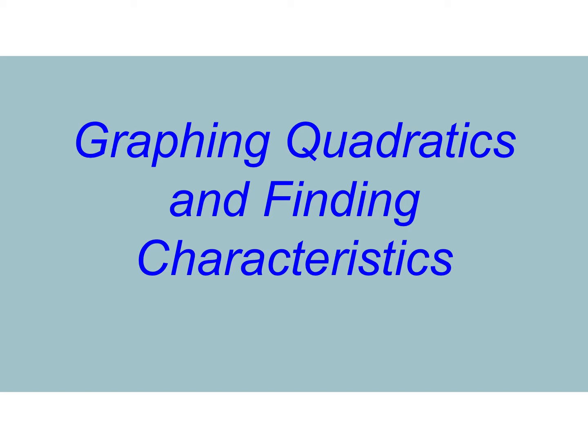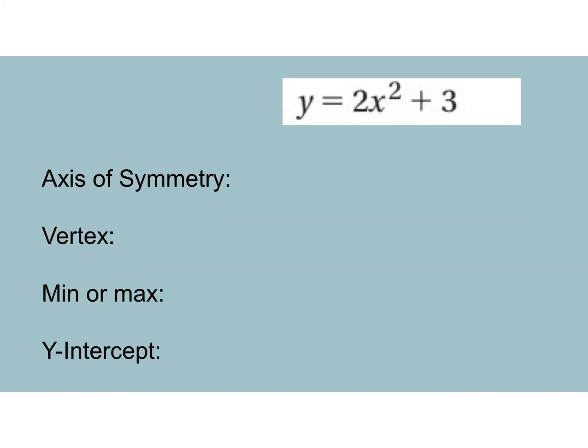All right, ladies and gentlemen, we're going to continue to look at graphing quadratics and finding their characteristics. I'm actually going to avoid the graphing piece, and we're going to talk about finding the characteristics without graphing. So here we have y equals 2x squared plus 3.